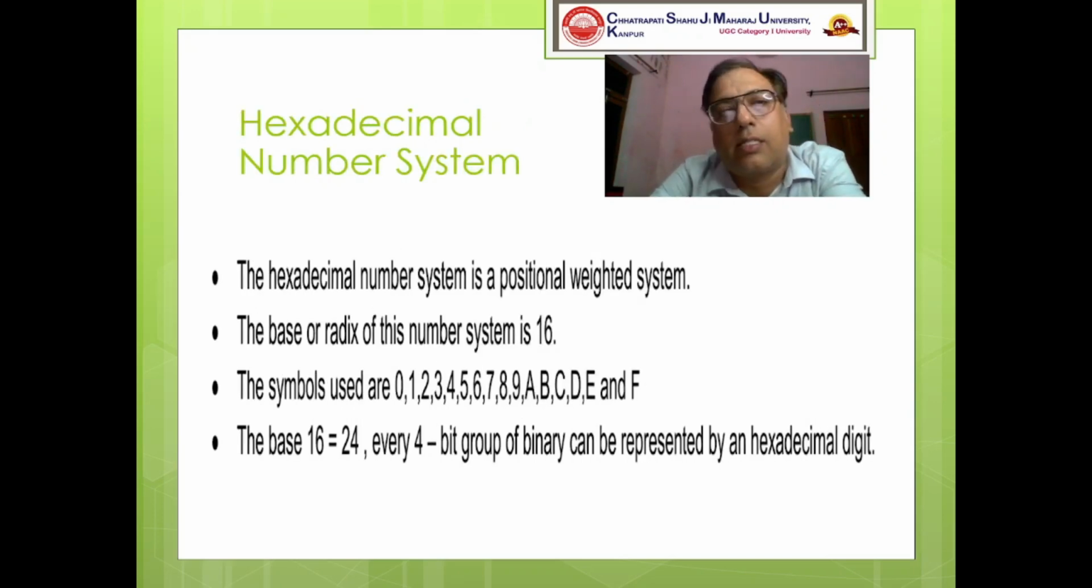The next system is the hexadecimal number system. The hexadecimal number system is again a positional weighted system. It has a radix of 16. The symbols used are 0, 1, 2, 3, 4, 5, 6, 7, 8, 9, and after 9, A, B, C, D, E, F.